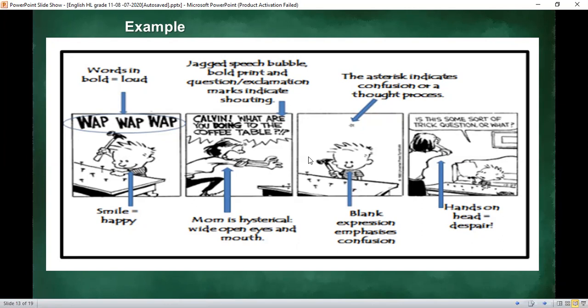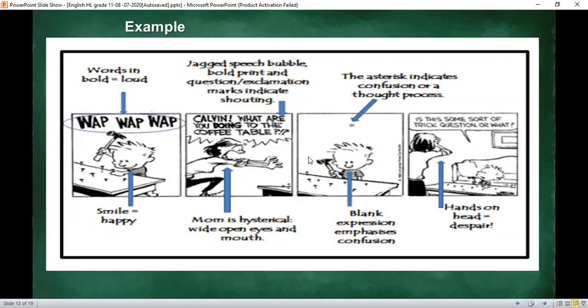Also, the words are in bold. "Kevin, what are you doing to the coffee table?" Now there's a question mark and exclamation mark that show that this person is shouting. To add on that, the words are in bold. Another thing you need to notice about the speech is that it is in jagged speech bubbles, which means this person is shouting. There are many clues that tell you that this person is shouting.